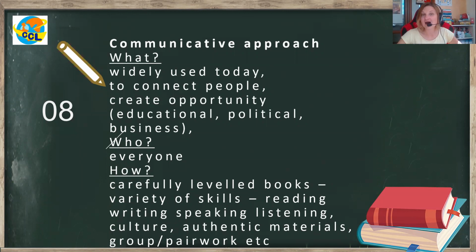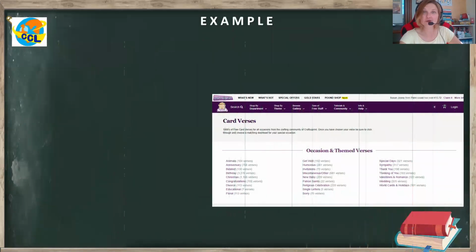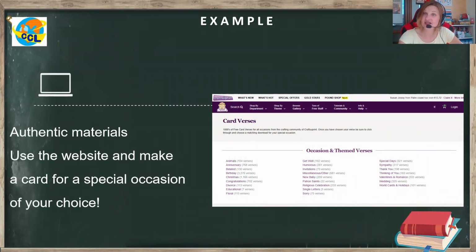Now, how can we do it? We use authentic materials, picture strips like comics, information gap exercises, language games, activities that meet diverse needs of a learner. Now, here's an example of using authentic materials. You could use this website. That's what I've done in my class. Use the original authentic website and make a card for a special occasion of your choice.